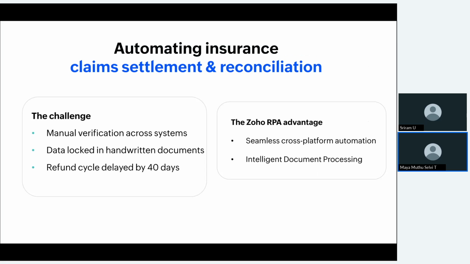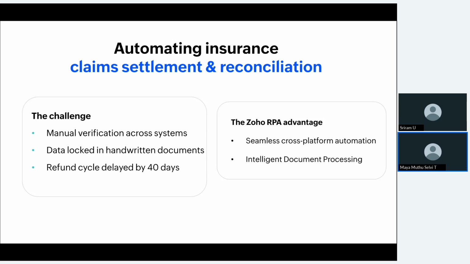Let's say the hospital was taking around 40 days to complete its insurance claim settlement process. This was because they had to reconcile patient data across portals like hospital ERPs and the insurance portal. However, much of this patient data was trapped within documents such as claim forms, medical invoices, and discharge summaries. But this was the case before the launch of Zoho RPA's new feature called Intelligent Document Processing.